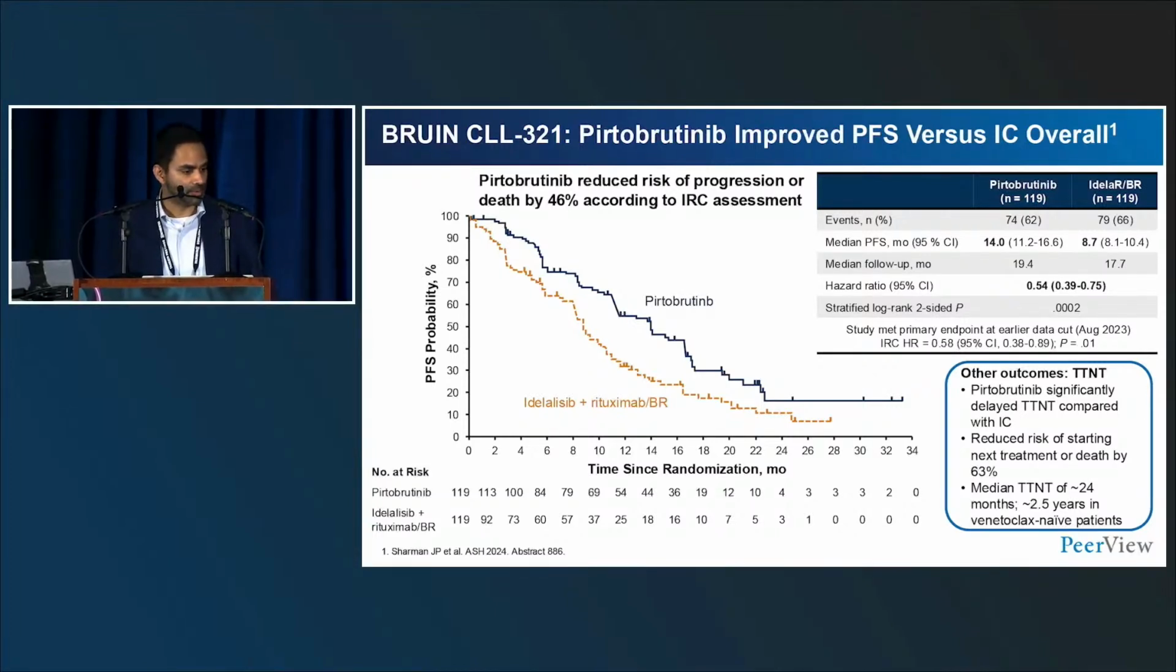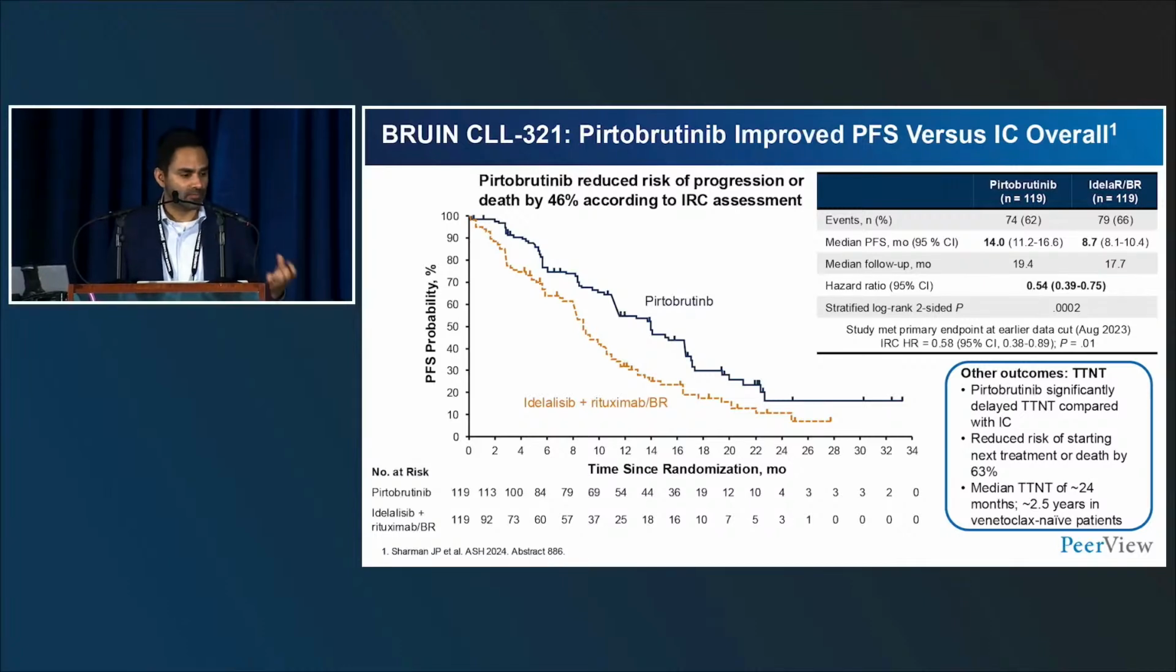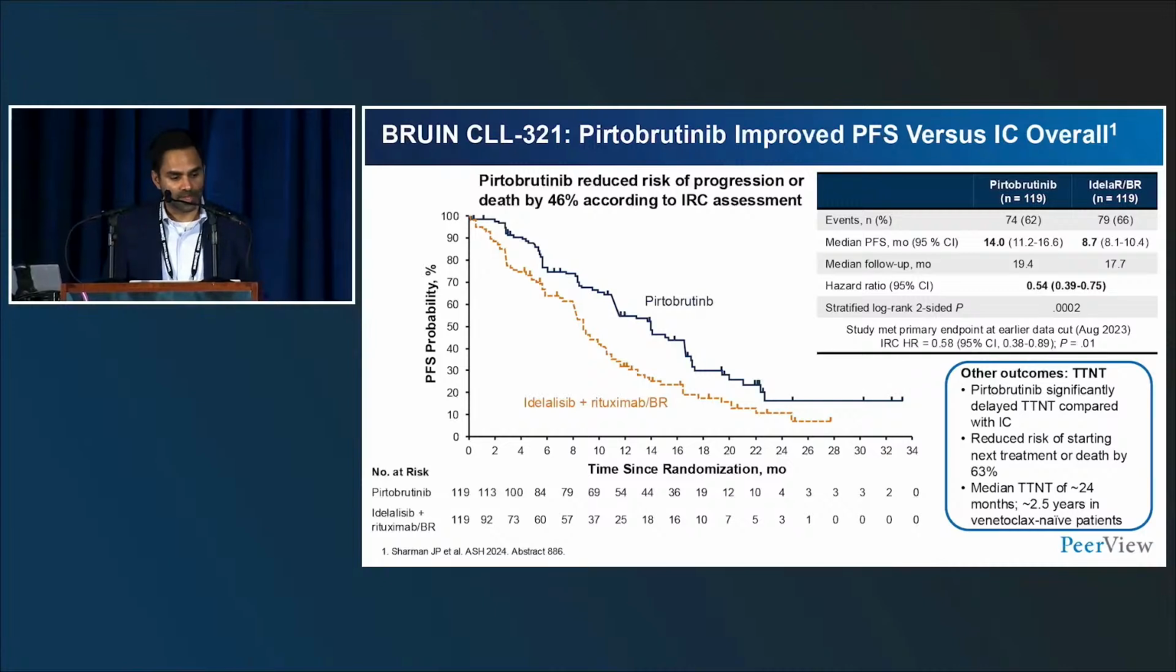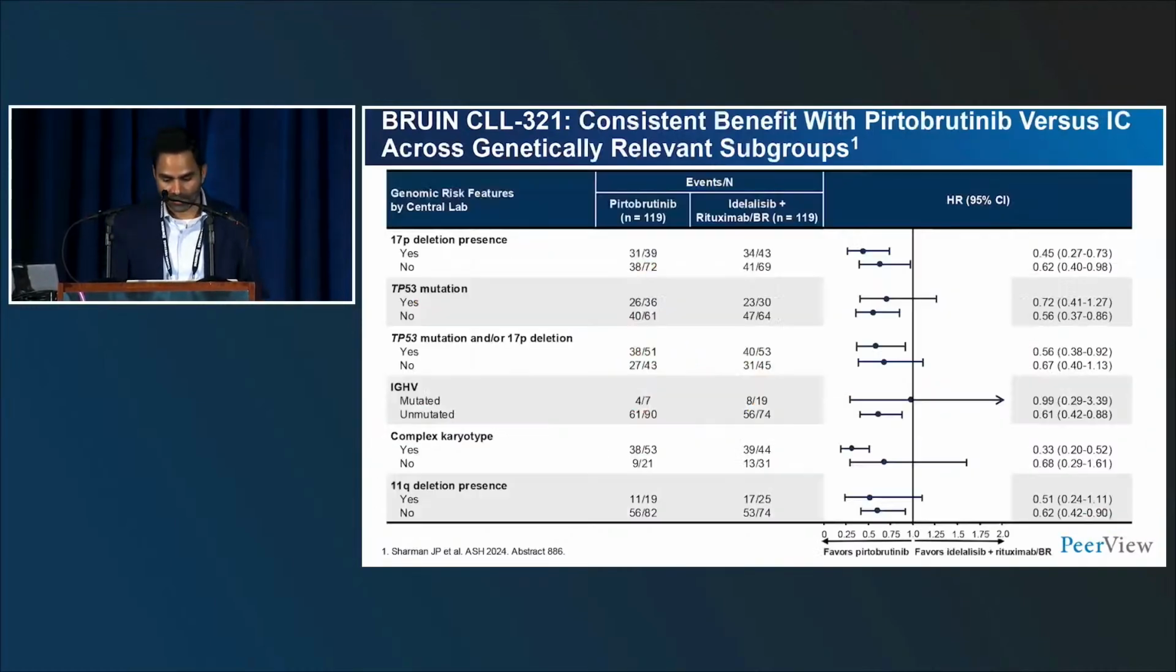You see this early separation of the curves that's maintained over time. The median progression-free survival for pirtobrutinib in this setting, again, late-line patients, median prior lines of 3, was 14 months compared to 8.7 in the investigator's choice arm. And if we look at time to next treatment, a very clinically functional endpoint for patients, the median time to next treatment was 24 months or 2 years in patients receiving pirtobrutinib, slightly higher if the patients had not previously had venetoclax.